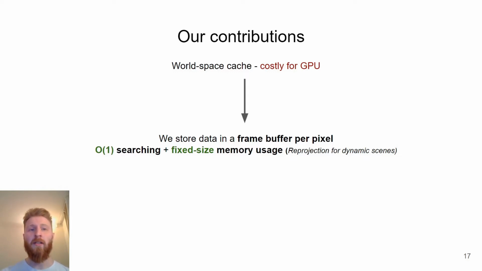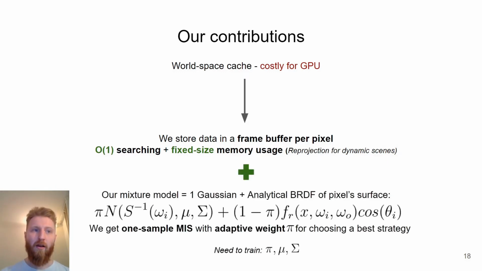For supporting dynamic scenes, our algorithm just reprojects data from the old frame to the new one using motion vectors and some heuristics. Also, it's important to note that we have to transport the distribution from the hemispherical space of an old pixel surface to the space of a new one, just basic math. Moreover, for simplifying the problem of filtering and improving performance, we decided to use just one Gaussian lobe, but include the BRDF term inside our mixture model.